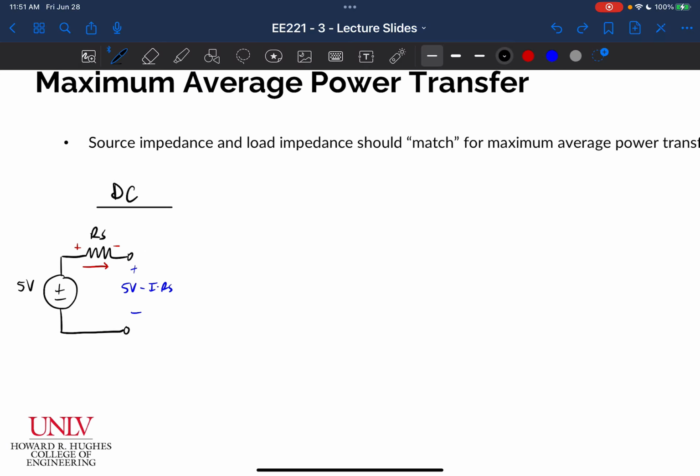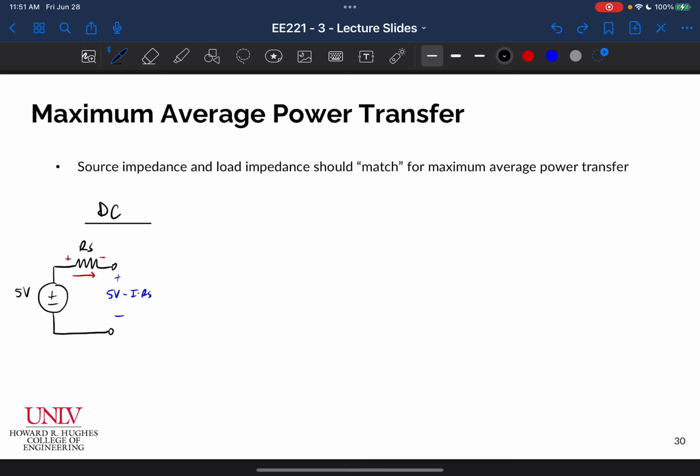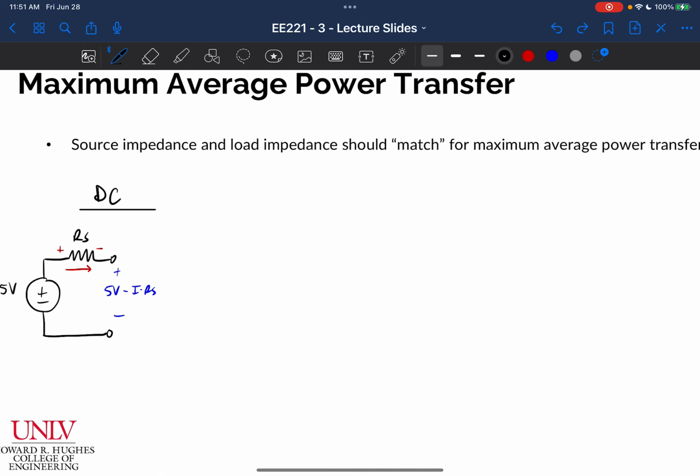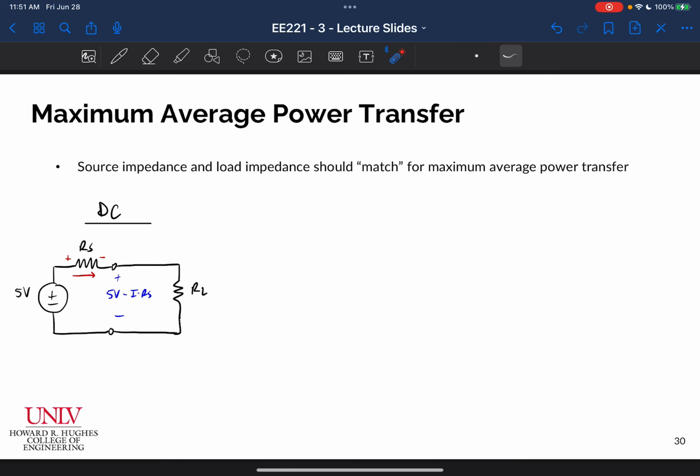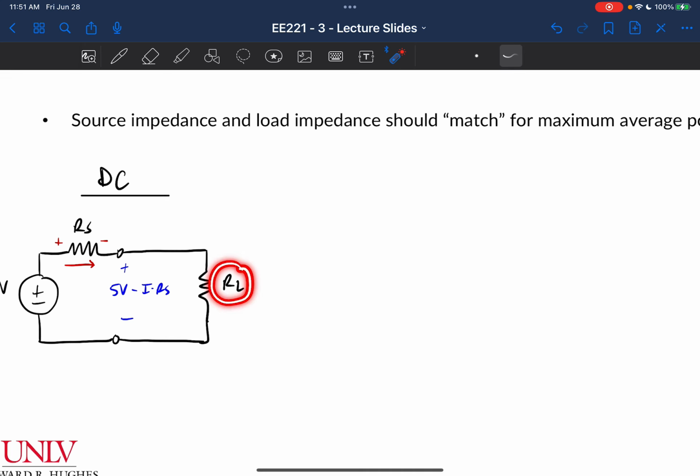And so a lot of these maximum average power transfer questions are going to ask what value for load resistor can I connect to my circuit to maximize the average power that's transferred? In DC, it's very straightforward. It's just the value of RL that is equal to the value of RS. It's quite interesting that might be the case.